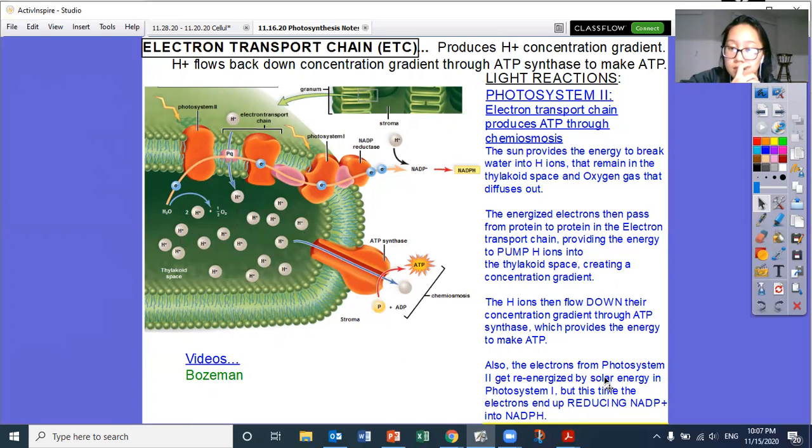Also, the electrons from photosystem 2 get re-energized by solar energy in photosystem 1, but this time the electrons end up reducing NADP+ into NADPH in order to carry those electrons over to the electron transport chain.